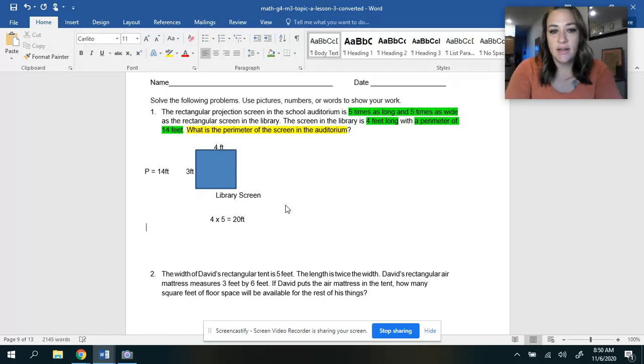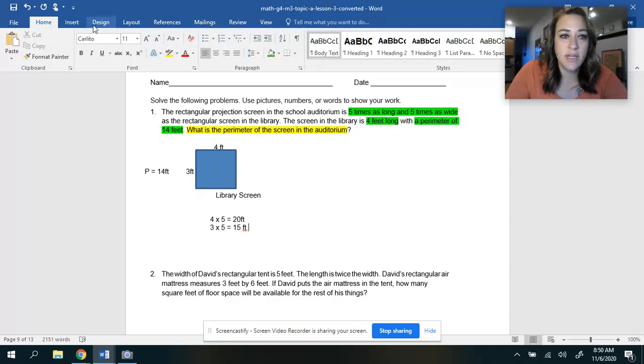Okay. And then if I have 3 as my width, well then 3 times 5 is equal to 15 feet. Okay, so now we have our length and width of our screen in the auditorium, but it asked us to use pictures, numbers, or words to show your work.